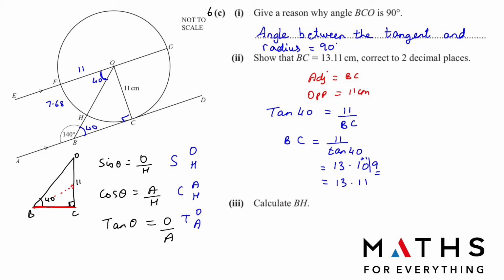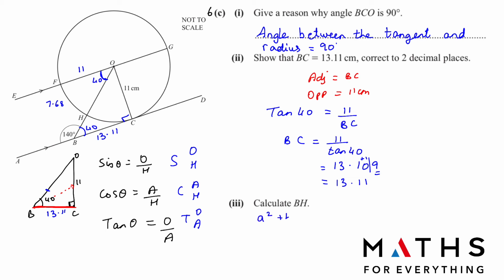Next part 3, we need to find BH. To find BH, you can either use the Pythagoras theorem. Now we got the side, we know that this is 13.11. This is 13.11 and BH is here, but first we'll have to find BO. So you can use either trigonometry or Pythagoras theorem. We want to find the hypotenuse. I'm using Pythagoras theorem for now.